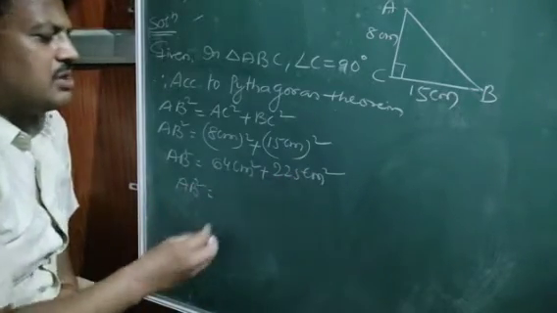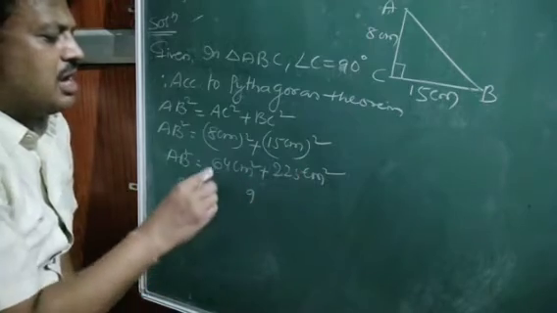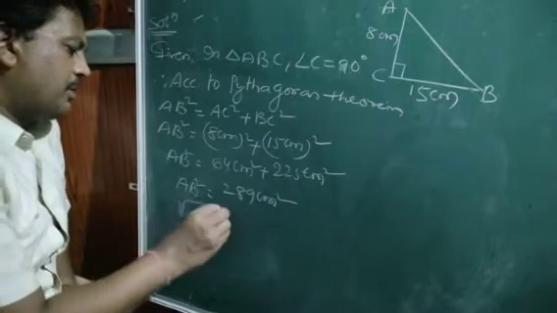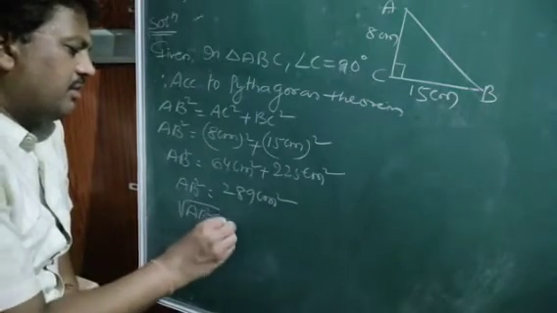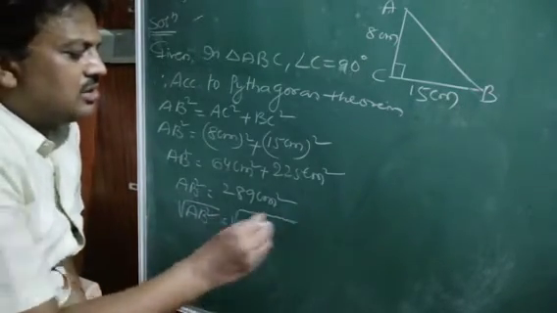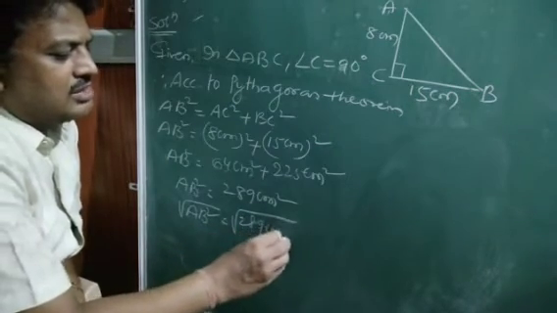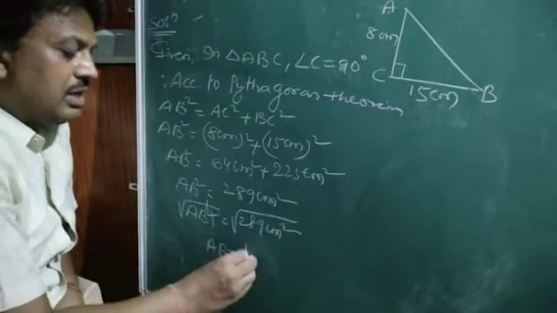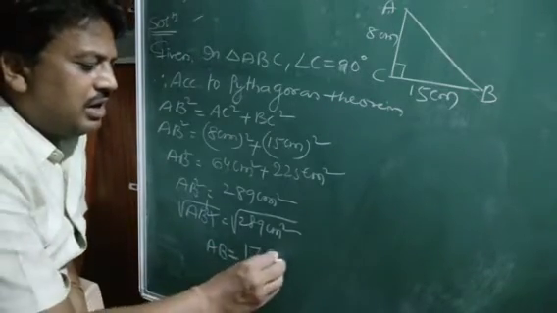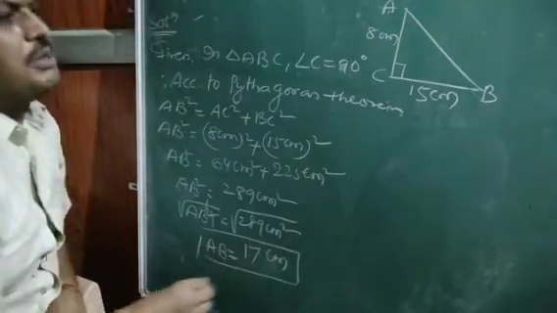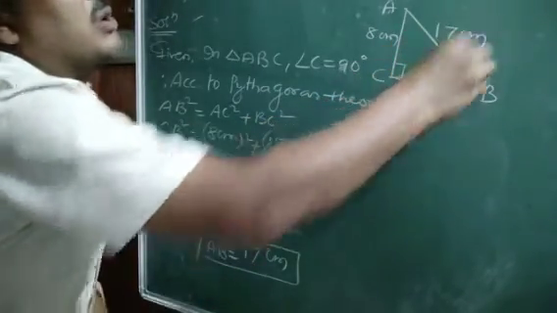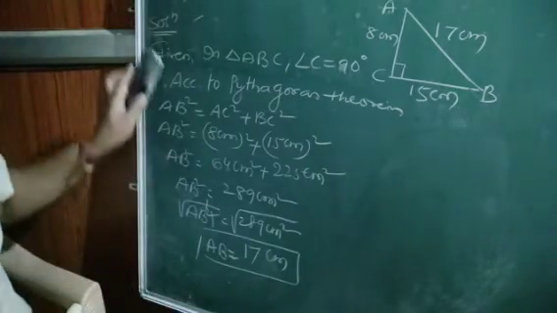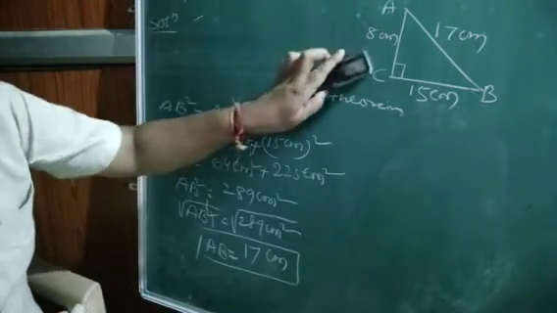So AB square is equal to 4 plus 5, 9, 6 plus 2, 8, 289 square centimeter. To get the value of AB, find the square root. 289 square centimeter, square cancel. AB is equal to, 289 is the square root of what? 17 centimeter. This value we got, children, 17 centimeter. If you have not written, you can pause and copy.